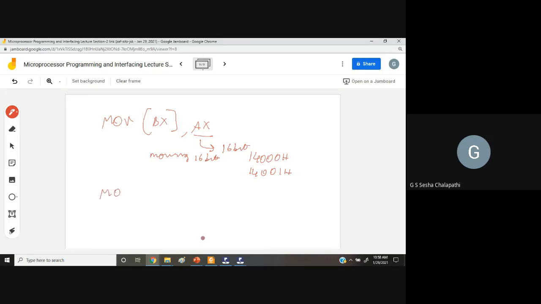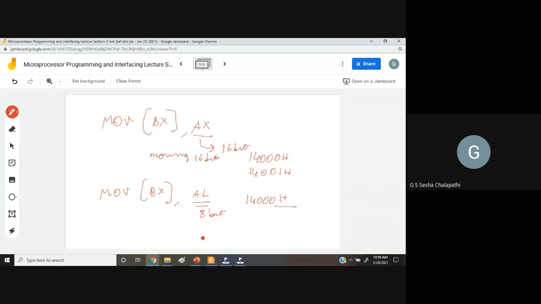However, if I say MOV [BX], AL, because this is 8-bit data, it will go to 14,000 H only. 14,001 H will not be affected. Why? Because you're just transferring AL, one byte or 8-bit data. So in that case, if my register is 8-bit, then only I will be padding the output. Here, there's no padding that you will do.